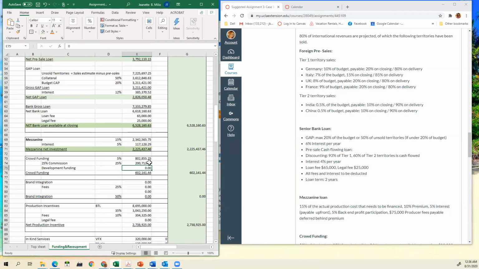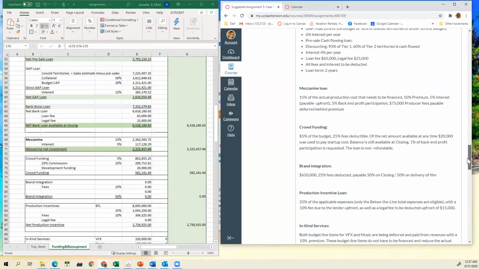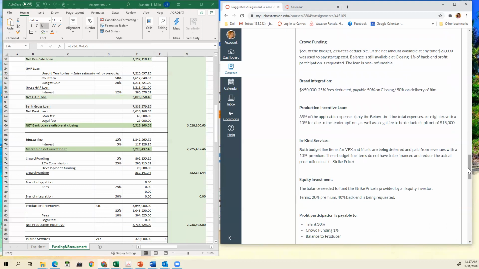And I'm looking here, is there any development fee that we have already used? Yes, we have used already 20,000 of it. So that means we have to deduct it here because we already received it. So now we are down to 582,141. Now brand integration, let's see where we are there. Hold on, let's move this. Sorry, I should be going like this so you can follow me. We have 650,000 in brand integration, so let's put that in here.